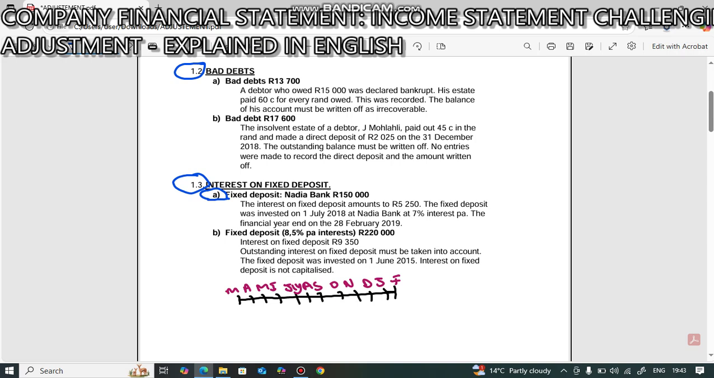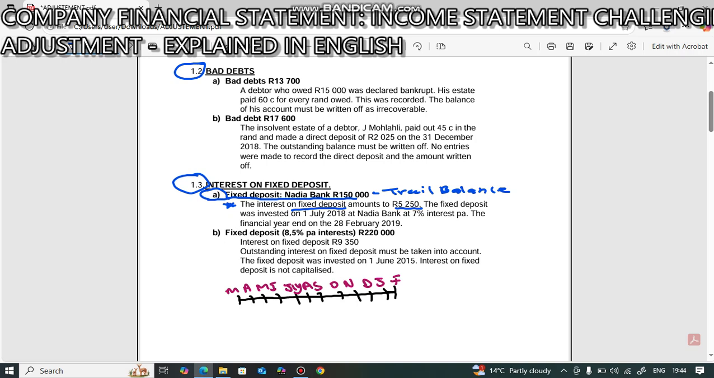Alright, so this information again, we are going to get it from the trial balance. This one, you get it from the trial balance under the balance sheet account section. Okay, now let us go straight to the information that is given to us. The information that is given to us is saying the interest on fixed deposit amounts to 5,250. So this is the amount that was received, and again this amount you are going to get in the trial balance as well. Okay, let us continue.